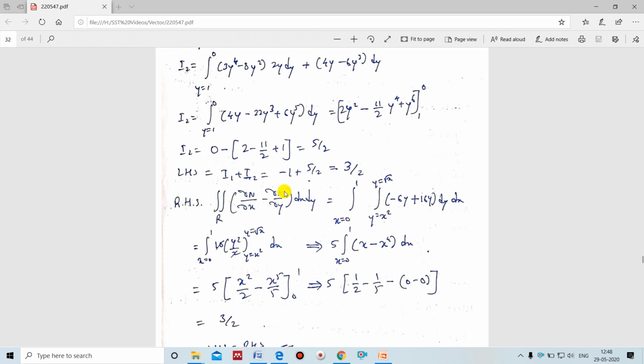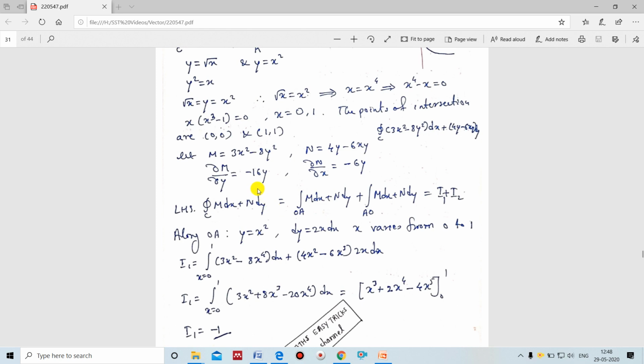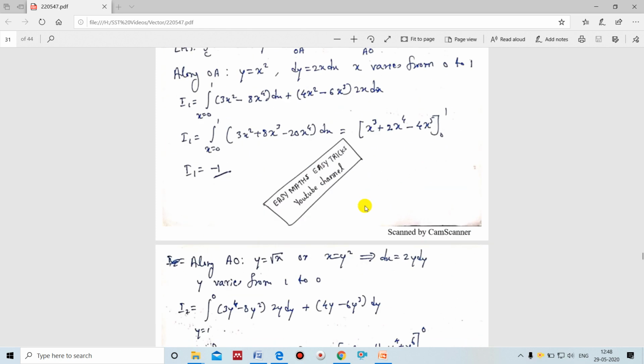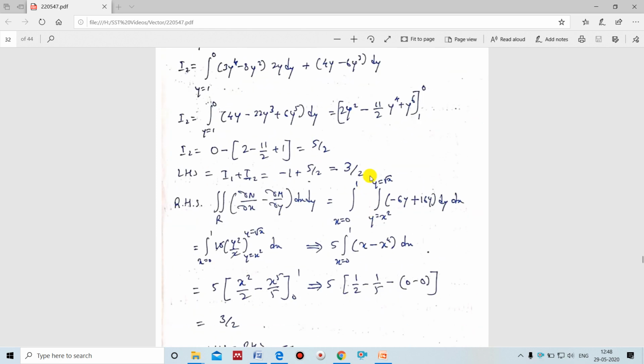Then dou n by dou x and dou m by dou y I have already calculated. Put the values: minus 16y minus 6y, so minus 6y plus 16y gives 10y, dy into dx. Then integrate with respect to y first. The integration of y is y square by 2, with 10 as it is, and the limits are root x and x square.